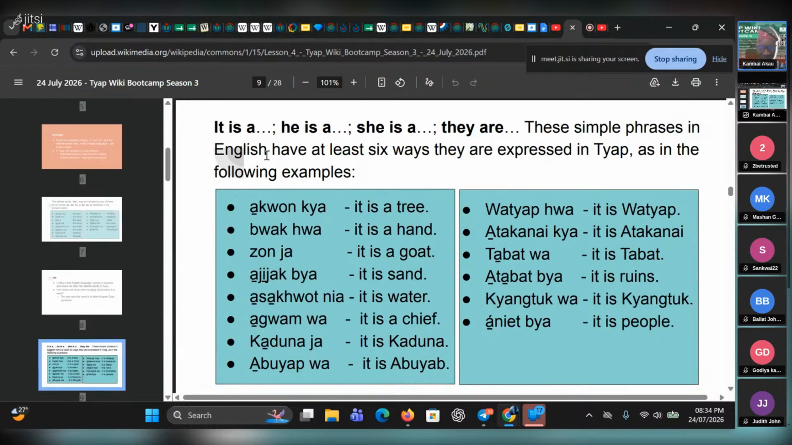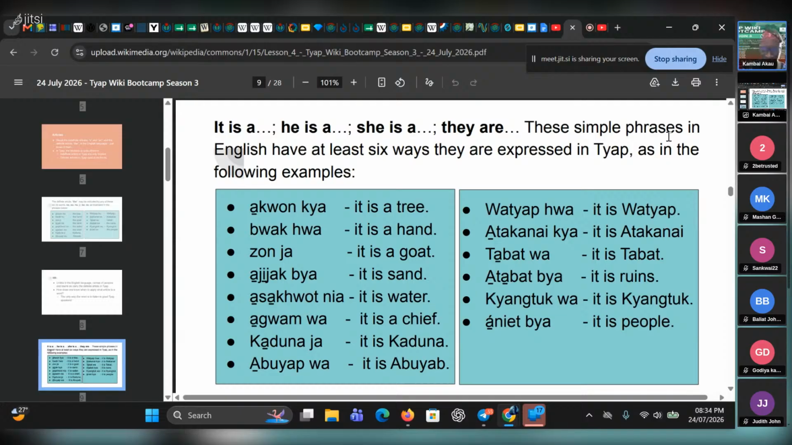And then we also have in Tiap this very usage: it is a, he is a, she is a, they are. So these phrases in English have at least six ways in accordance to these six definite articles that we have in Tiap. So in Tiap, basically, for you to be able to speak the Tiap grammar very well, you have to be very familiar with the six definite articles because most things are determined by those six definite articles.